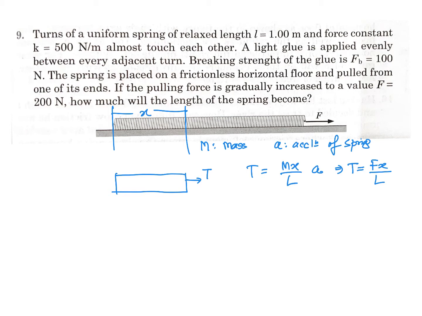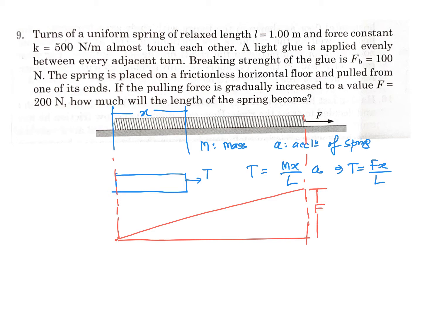So that means if you look at the spring, these two ends of the spring, tension in the spring varies linearly from 0 to F. So at x equal to 0, tension is 0, obviously at the free end, and at x equal to L, tension is equal to F. So it varies in this way, linearly.